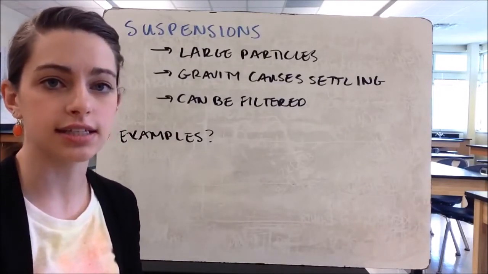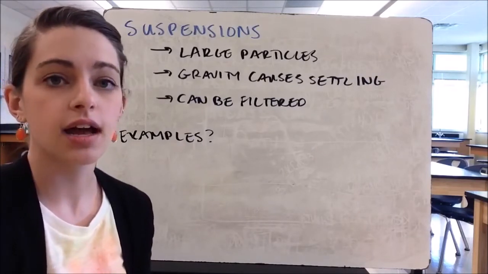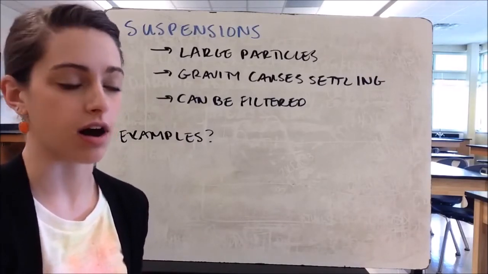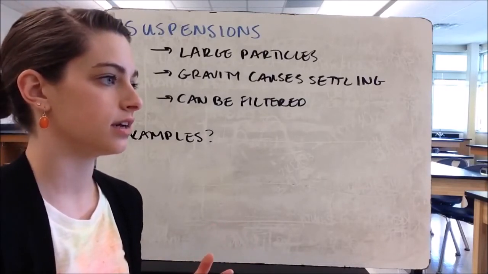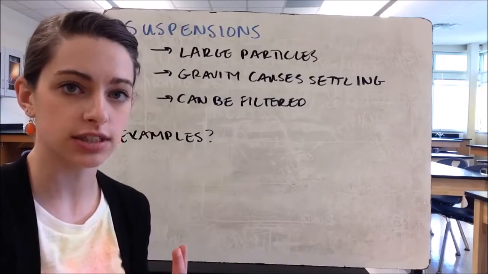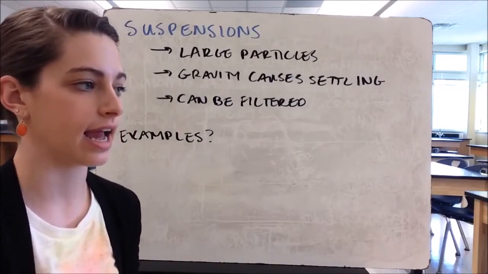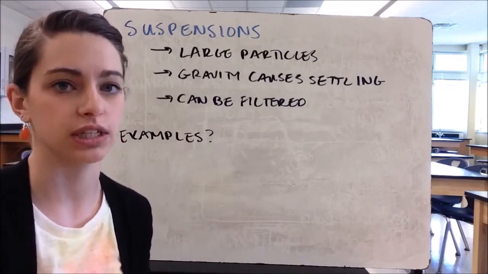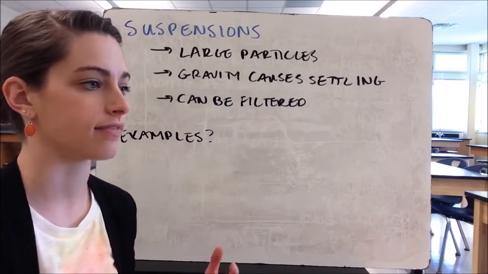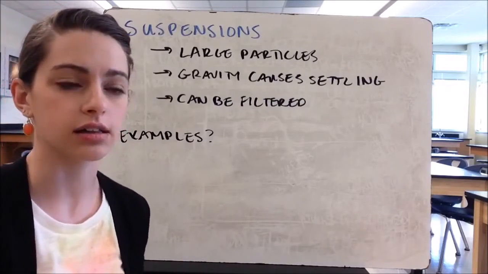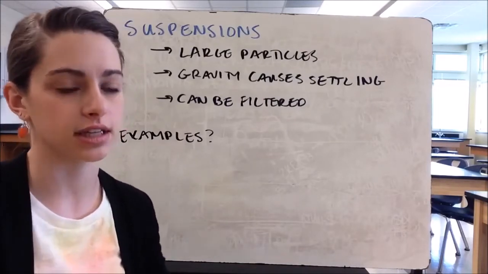So I want you to think and see if you can come up with any examples of a suspension. Some common examples that you might think of are salad dressing. What are some other ones? Paint can be considered a suspension sometimes. Anything that you can mix together and ultimately they have large particles and you can filter them out. So anytime that you have a solid that you're mixing with a liquid that if you shake it up, they mix together, but as soon as you let them sit, they start to separate.